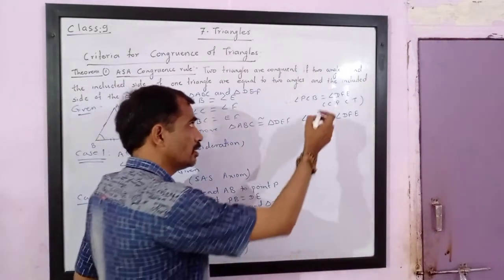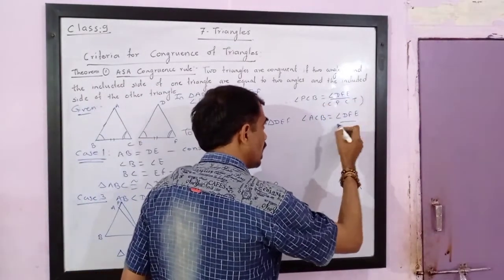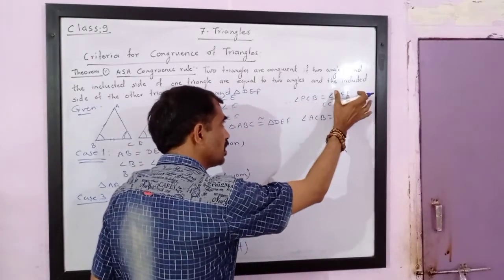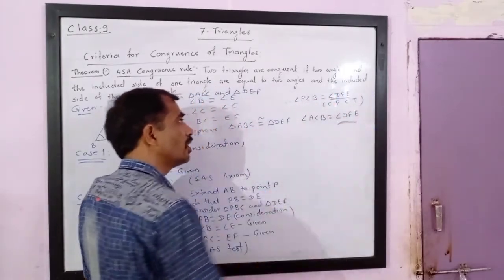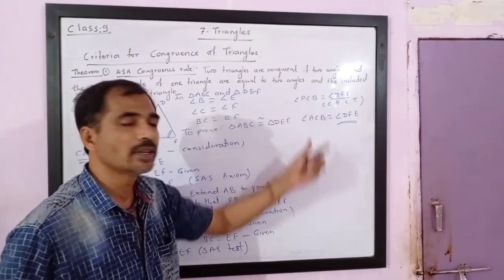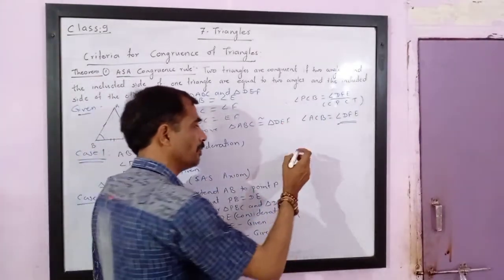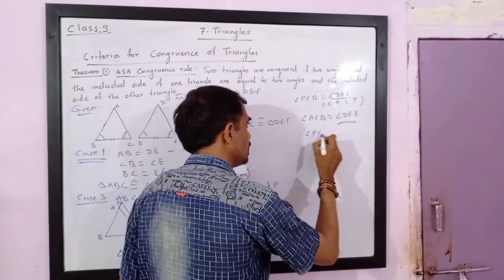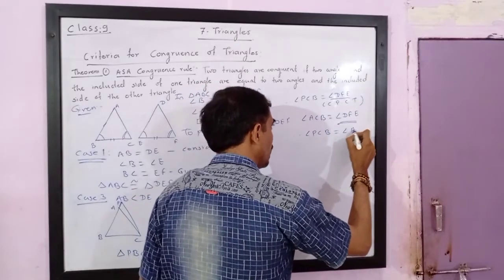Now look at what we have derived here. Right hand side is same. PCB is equal to DFE, and ACB is equal to DFE. It means PCB must be equal to ACB. Therefore, angle PCB must be equal to angle ACB.